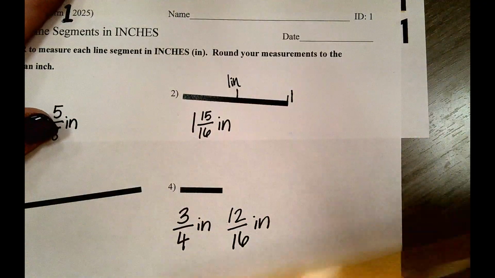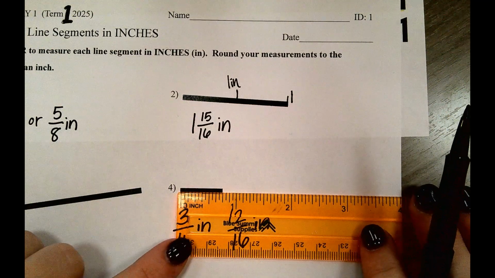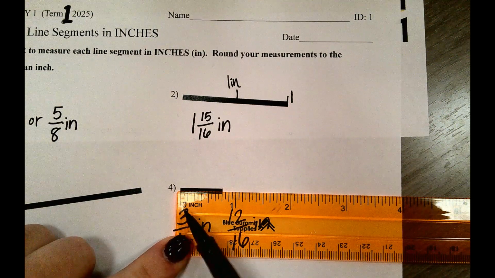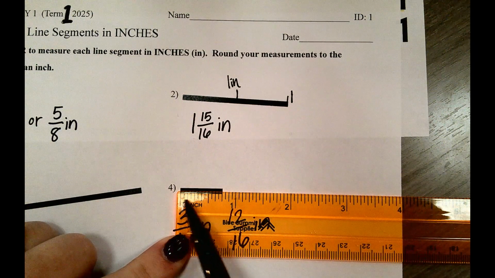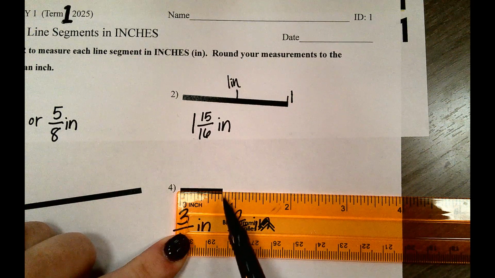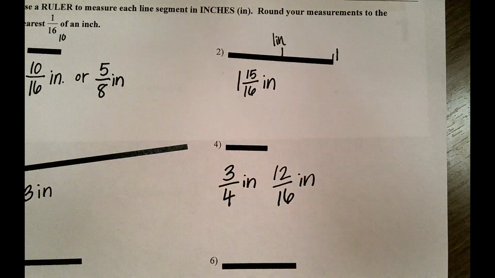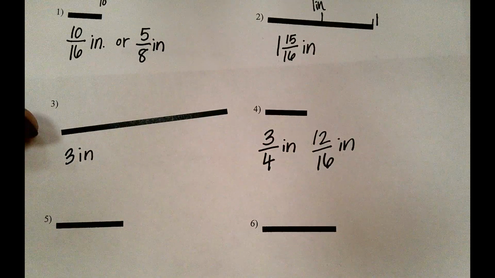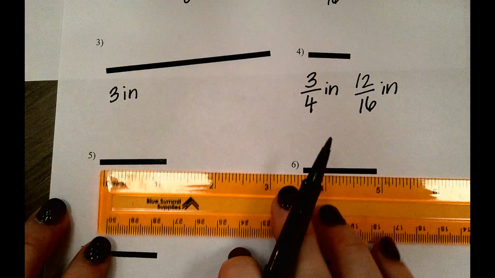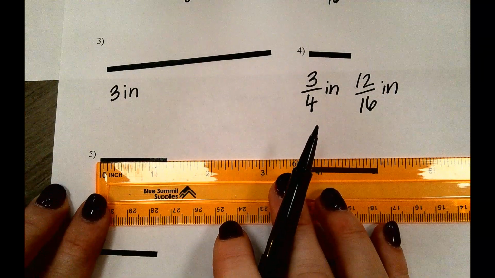So just line my ruler up on here at the 0. If we counted all those dashes, we would see that we are at 12 here. Perfect. Okay, that is number 4. Let's look at number 5. What did we get for number 5?